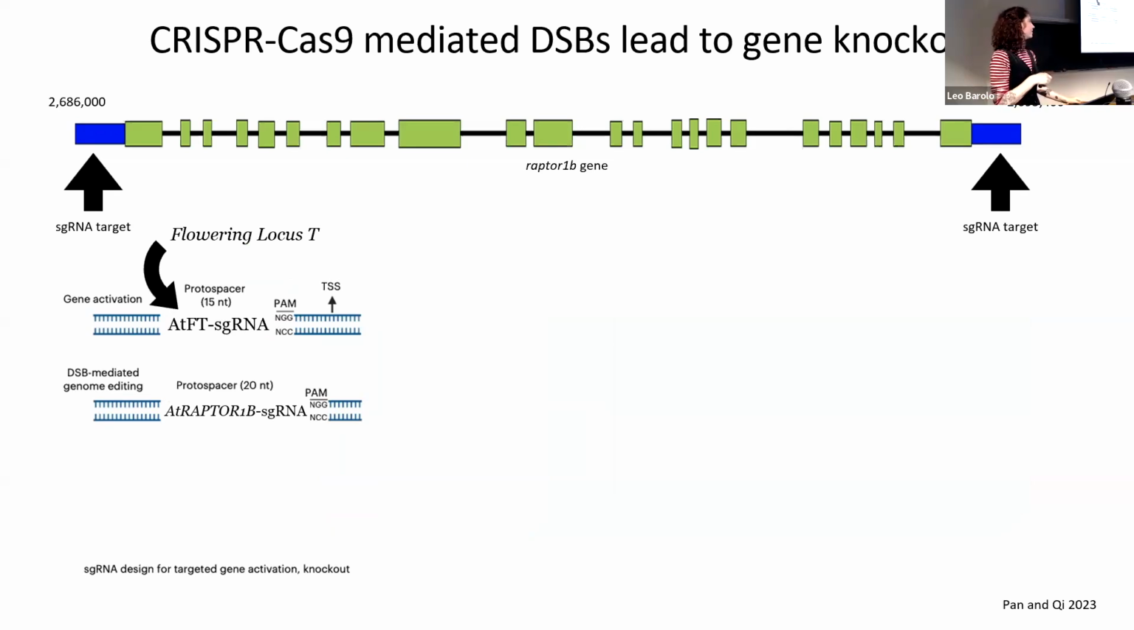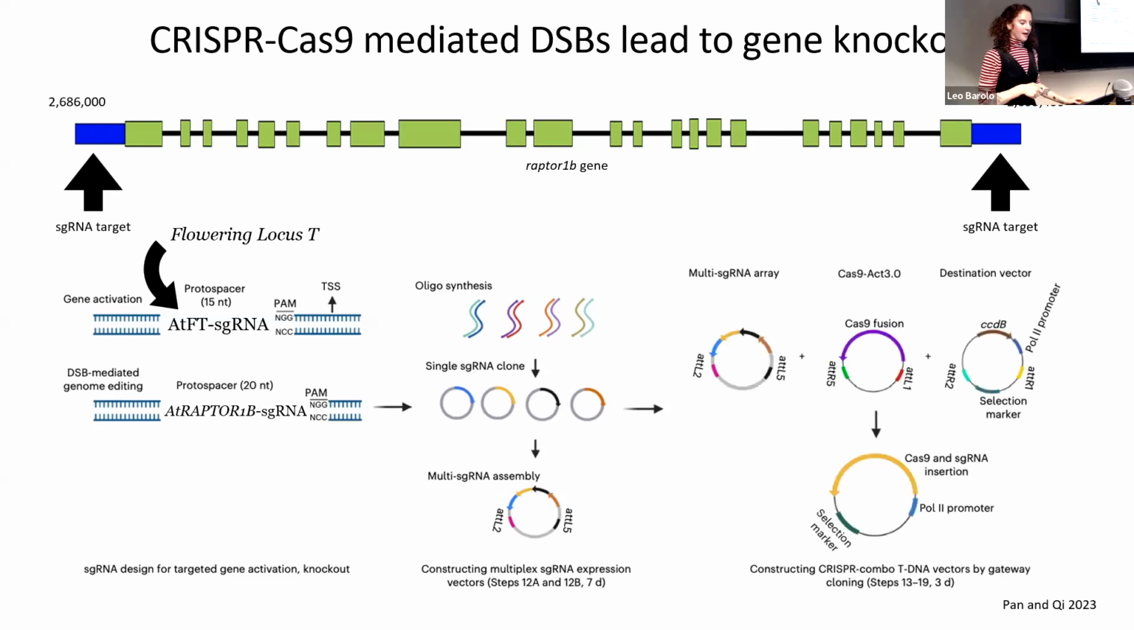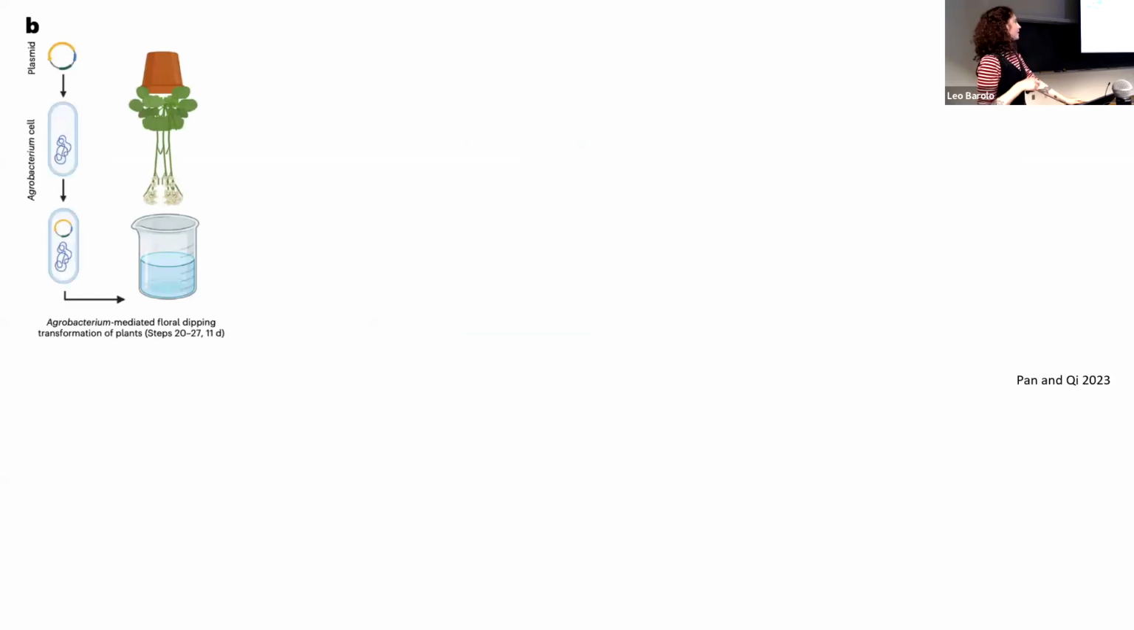So you put in Flowering Locus T, which leads to early flowering. Then you put in your Raptor gene in the other part of the plasmid. You can multiplex these together. Synthesize oligos. This is just methodology stuff, but you basically multiplex all these together, and then you add them into your Cas9 Act 3.0, and then put this all into your destination vector, and then you construct your CRISPR vector that you eventually put into your plants through Agrobacterium-mediated floral dipping, which is the same process as I was showing you before with the Ti plasmid.